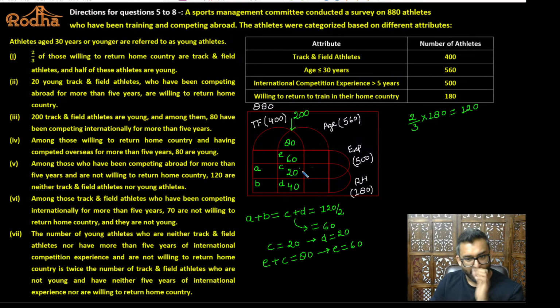Okay? Are you getting the point? Experience 5 years, willing to return to home, and young. Only नहीं बोला है, so we have to take care of these two things. So that is 80. So if this is C, this is E, this is F, let's say. So what I know, C plus F is also known to us, 80. So this will give us the value of F that will turn out to be 60 again. Point taken guys, कोई doubt तो नहीं इसमें? Yes?